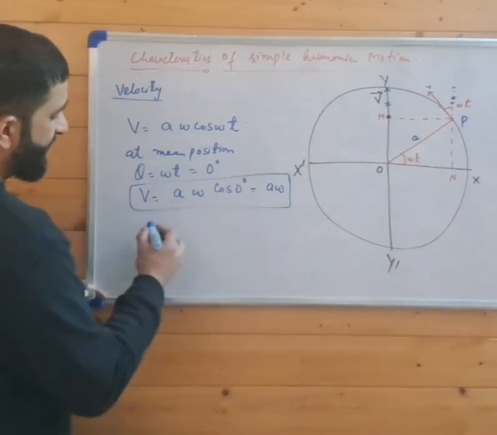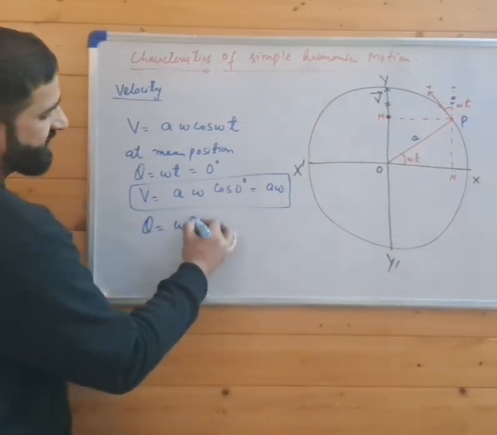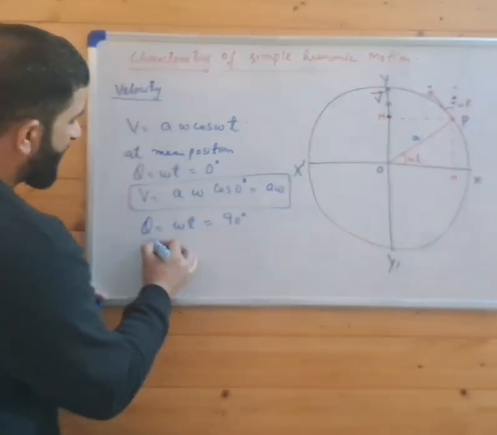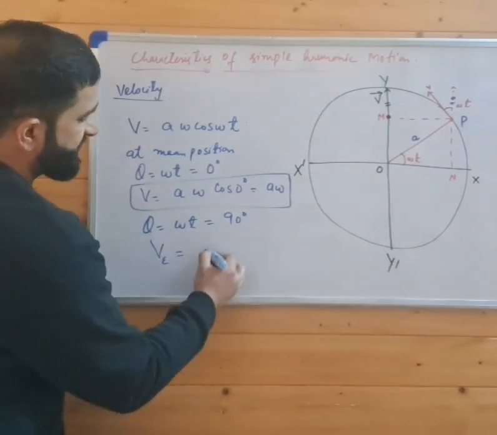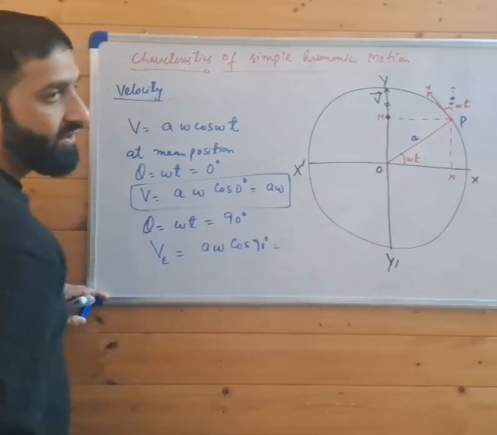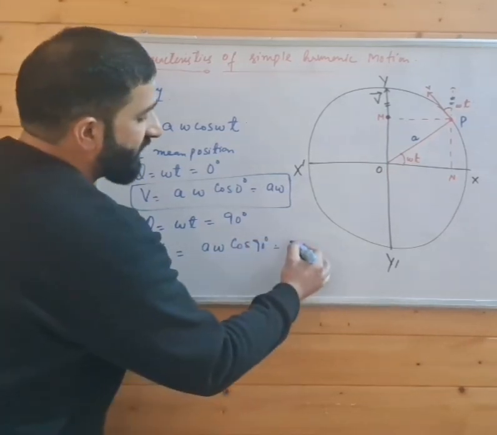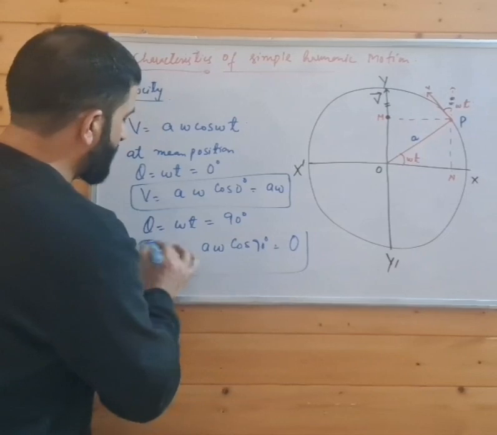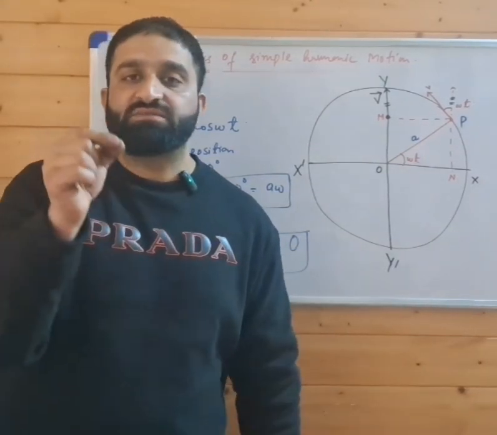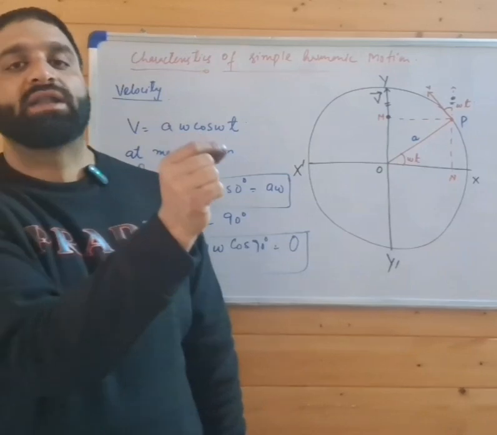Now talking of the extreme position, at extreme position theta is equal to omega t is equal to 90 degrees. So the velocity at extreme position is equal to a omega cos of 90, and we know that cos 90 is equal to 0. So velocity at extreme position is equal to 0. That means the velocity is maximum at the mean position and 0 at the extreme position.